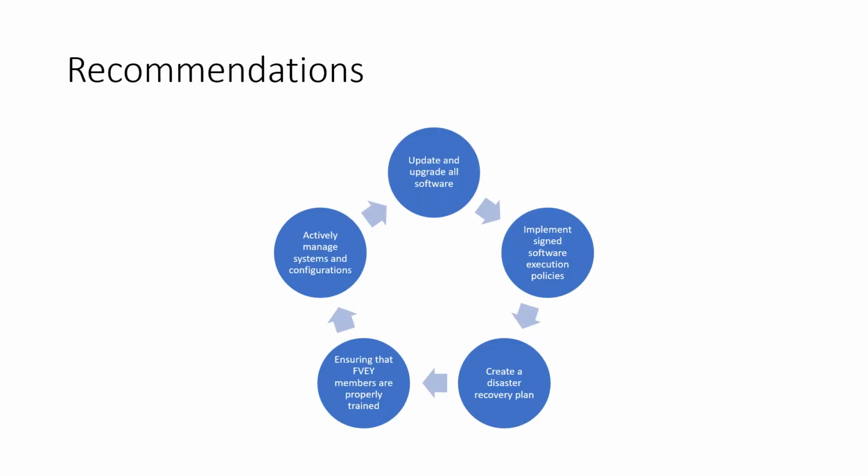Here are our recommendations going forward. Ensuring that 5E members are properly trained. As stated before, human error, whether directly or indirectly, can lead to insider threats. We want to make sure that all members of the United Kingdom are properly trained. That includes using scanning tools, IDS tools. We want to make sure that we have the best people representing the United Kingdom.